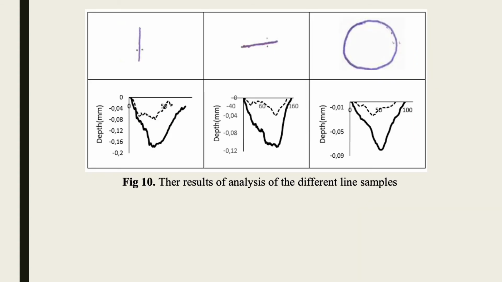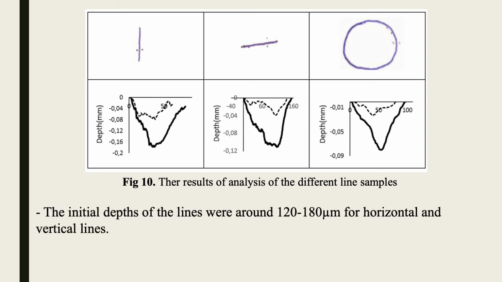The results of analysis of different line samples are shown in the figure. Photographs of the lines examined are in the first row, and depth profiles of the section between the points seen in the photographs are in the second row. The lines seen in the plots represent depths measured before and after printing. The lines were drawn on a soft surface where an additional 7 sheets were put under the paper on which the line was drawn. The initial depths of the lines were around 120 and 180 micrometers for horizontal and vertical lines, and about 90 micrometers for the circular line.